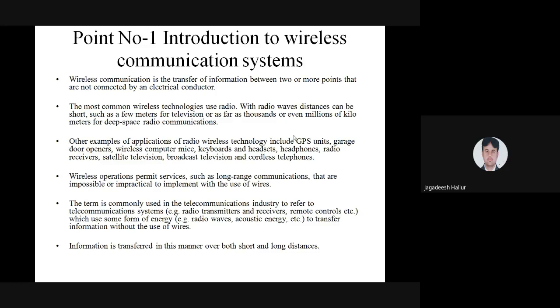Wireless communication is a transfer of information between two or more points that are not connected by electrical conductors. We are not connecting any conductor. The most common wireless technologies use radio waves, electromagnetic waves, as the carrier. With radio waves, the distance can be short, such as a few meters for a television remote, or thousands or even millions of kilometers for deep space radio communications. We use it for short distance, longer distance, and even space communication, with radio waves as the carrier.